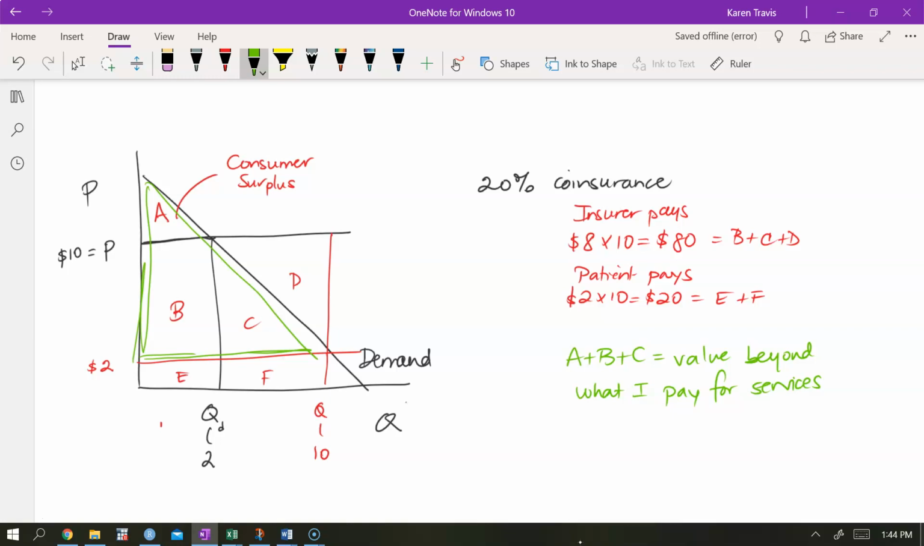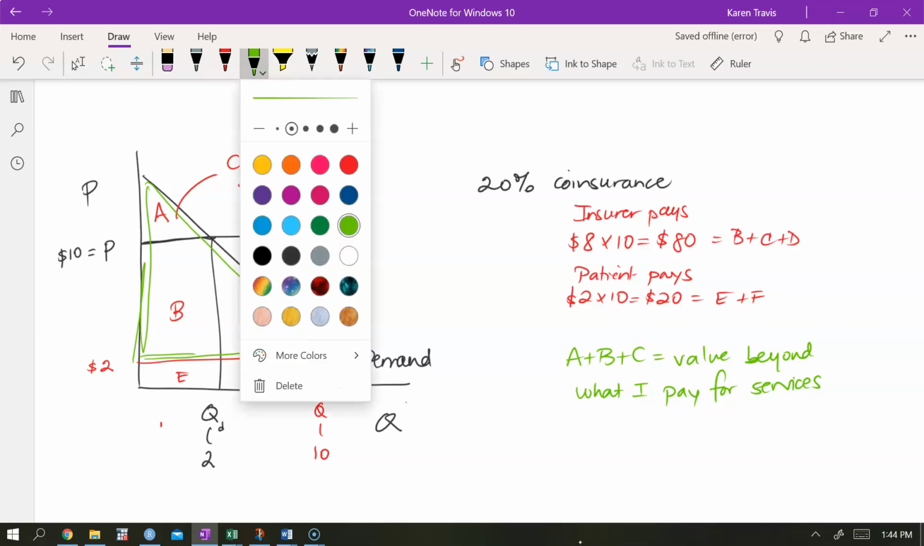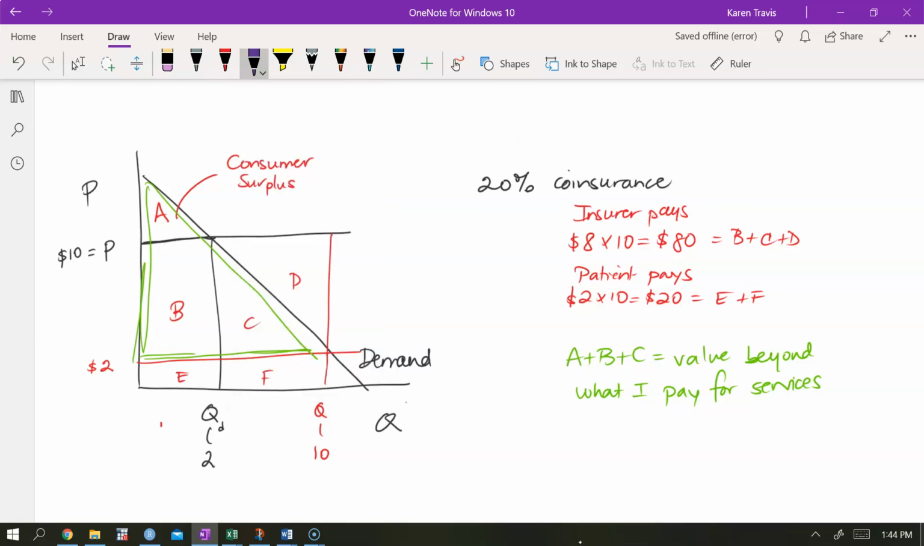So if area A were very, very large and area D were small, then my surplus would still outweigh how much is being lost in area D. So area D is the deadweight loss. It's an amount paid by the insurance company but not valued by the consumer.